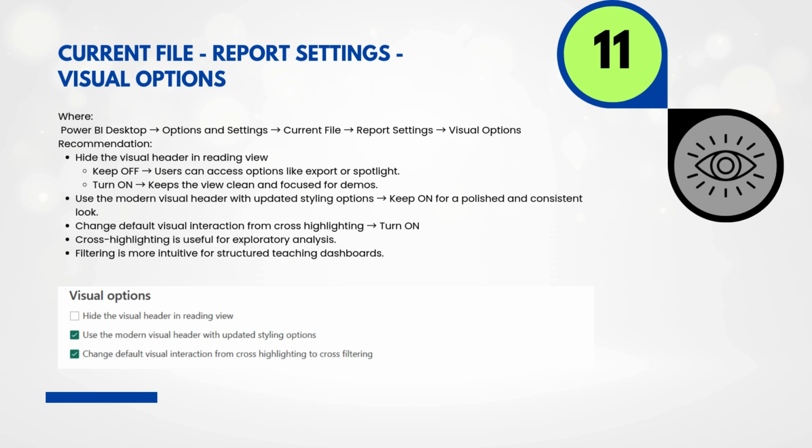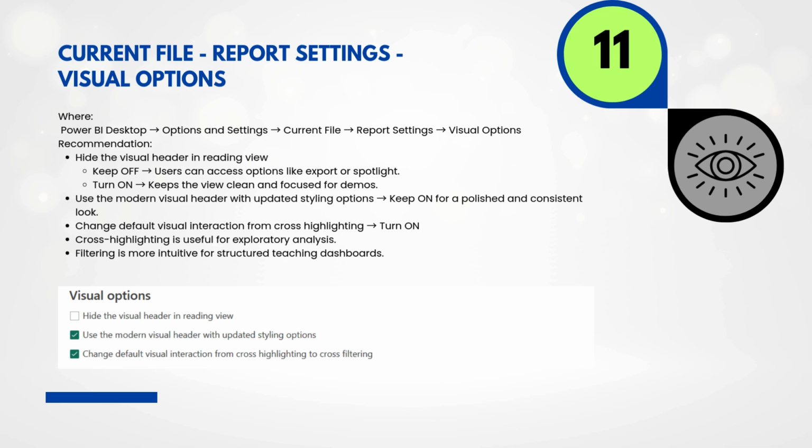Finally, let's talk about default visual interaction. By default, visuals use cross-highlighting, meaning if you click on one bar in a chart, related data in other visuals is highlighted. Cross-highlighting is great. For example, you click on Germany in a sales chart and other visuals highlight Germany's data while still showing the rest for comparison. But for a structured teaching dashboard, filtering is often more intuitive.